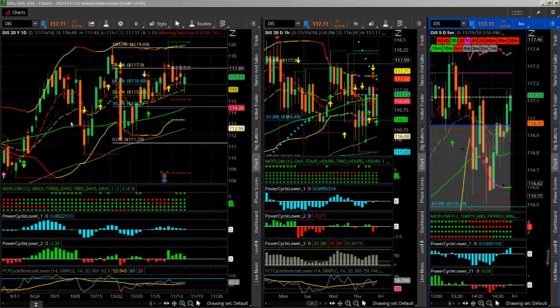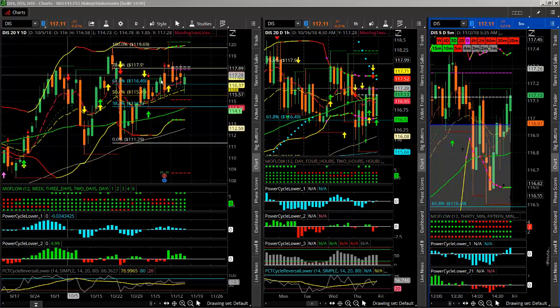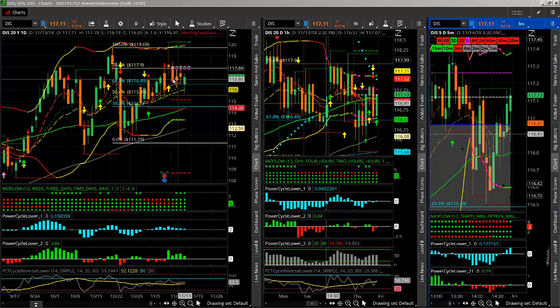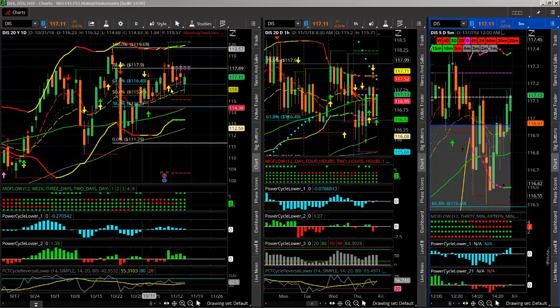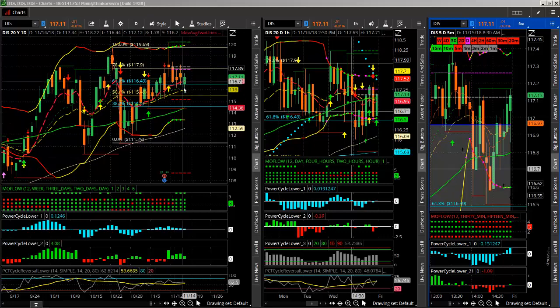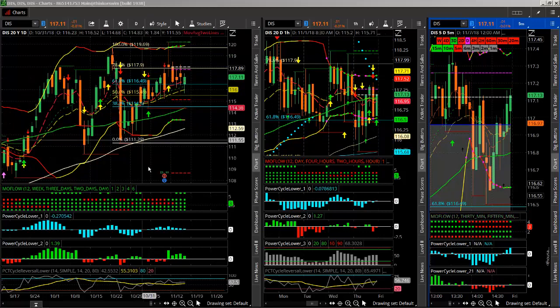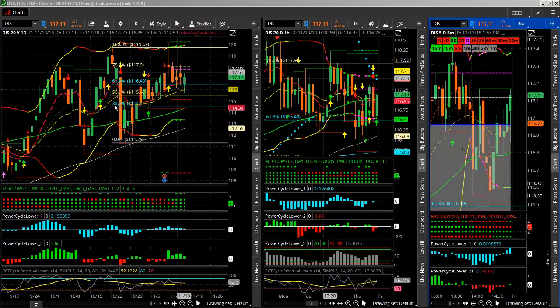So first thing I like to look for is to see that price is above the major moving averages. So here you can see the daily time frame. It's above the cluster of moving averages, the 8, 21, the 50, the 200 is way down here. So that shows some trend to the upside.